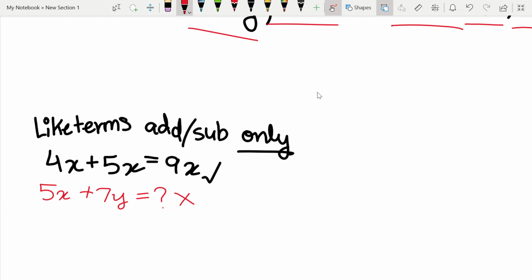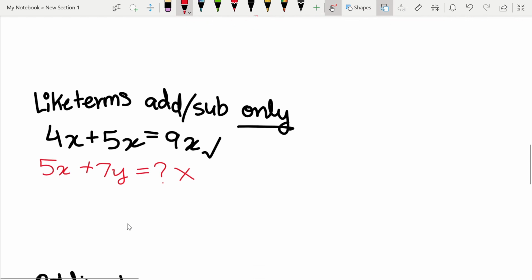Add and subtract only. So if you take unlike terms like 4z and 4a, they won't add or subtract. Here I've taken 4x plus 5x is equal to 9x. That can happen. But 5x plus 7y can't equal 12xy, okay? That doesn't work like that.